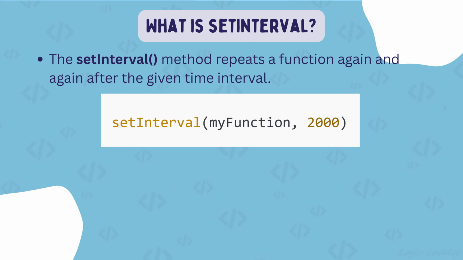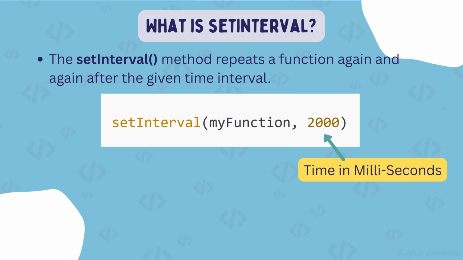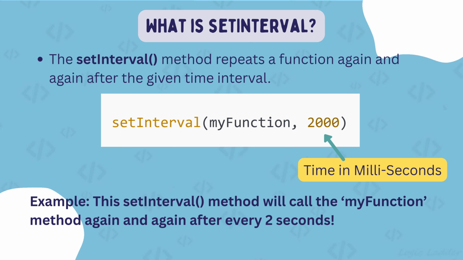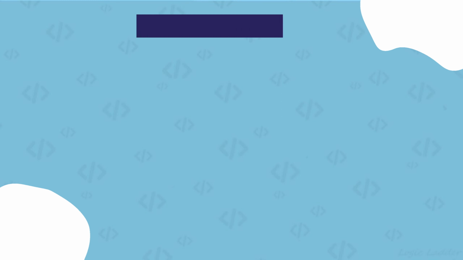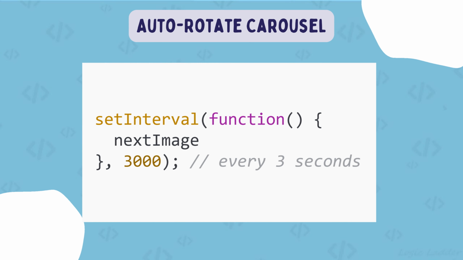You can write setInterval method like this. It takes the time in milliseconds. In this example, the setInterval will execute the myFunction method again and again after every 2 seconds. Here, instead of clicking, we tell JavaScript to call the next image function every 3 seconds. This way, the carousel auto-rotates.